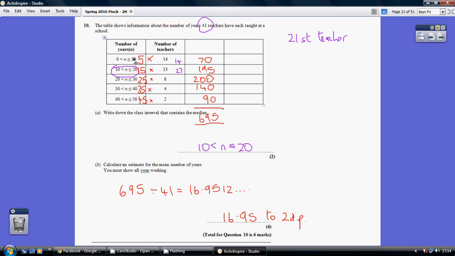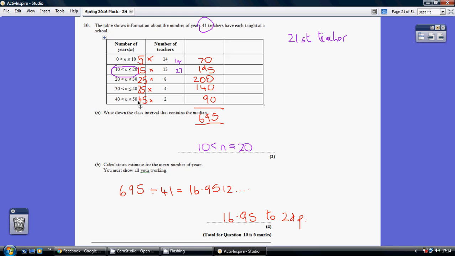Equally, they might all be quite experienced and have worked for 9 or 10 years. So we don't know. The best we can do is take the midpoint and assume these 14 teachers have worked for halfway between 0 and 10, which is 5 years. Similarly, down here, we're going to have to assume these 13 teachers who've worked for between 10 and 20 years worked for the middle, which is 15, and so on. So step 1 for part B, work out the midpoint for the number of years worked, and that's where the estimating comes into play.